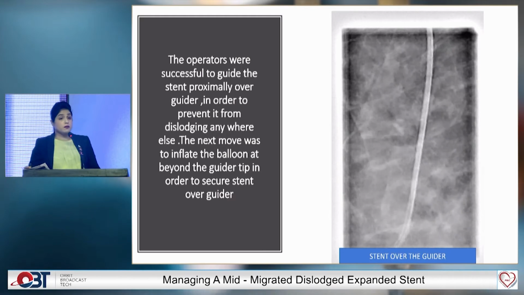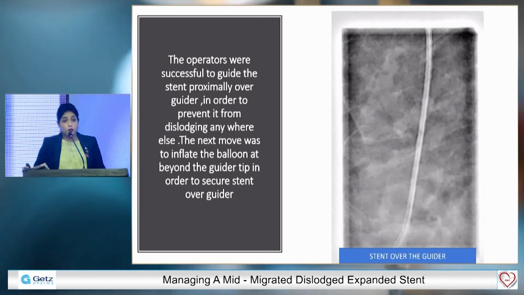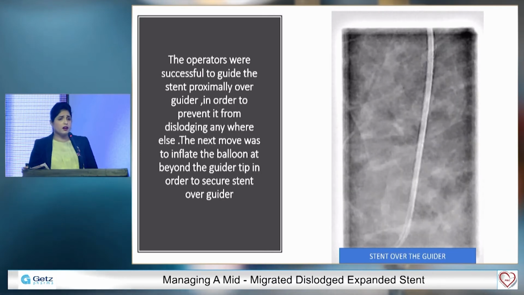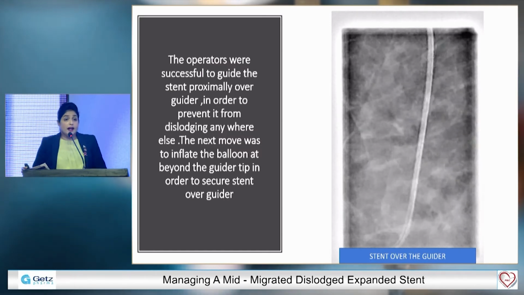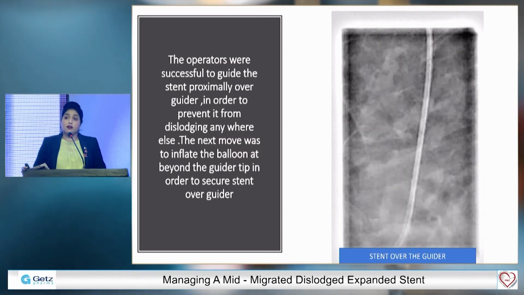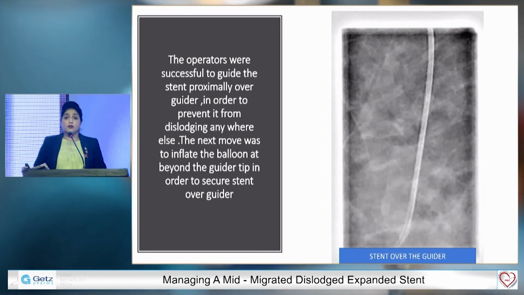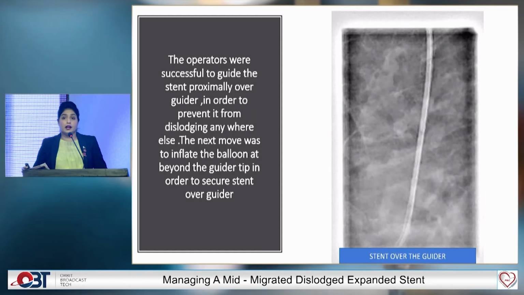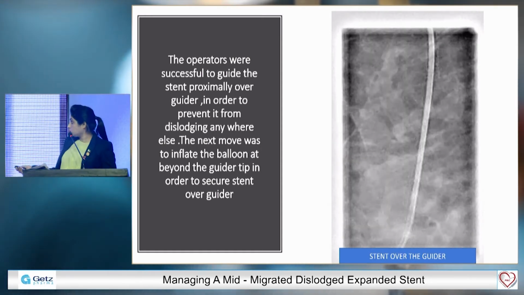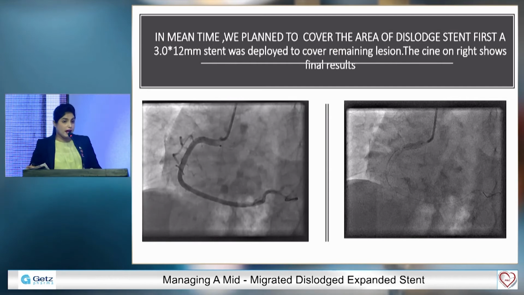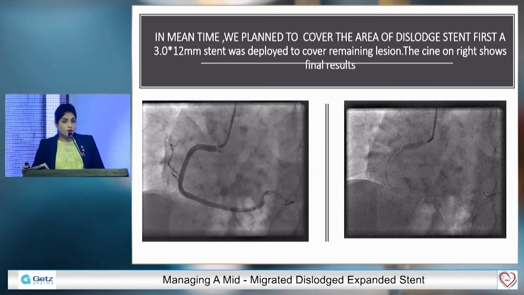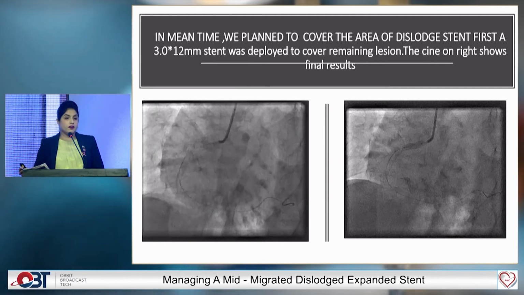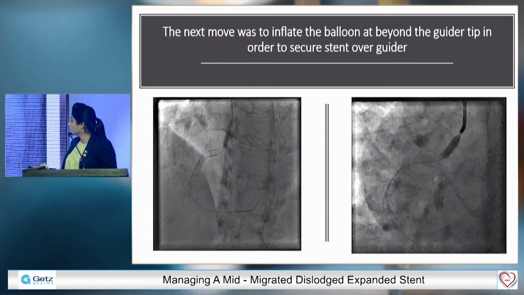We planned our next strategy, and there was an intelligent move by our operators in the cath lab. We took the expanded stent back onto the guider successfully. In the meantime, we planned that we would fix the area of the uncovered stent first, and then handle the dislodged stent. So we planned to cover it with a 3.0 x 12 mm stent, which was deployed on the remaining part of the lesion. And this was the final result, which is shown on the screen.